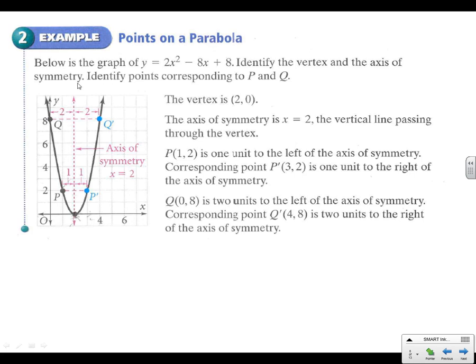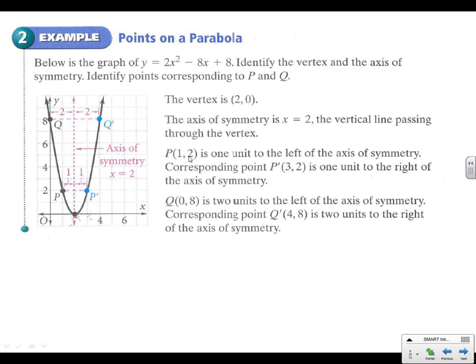All right, the axis of symmetry is the line going right down the middle. It goes through the vertex. Looks like right here we hit 2 on the x-axis. So we're just going to say x is equal to 2. Remember, vertical lines have x equals as their equation.